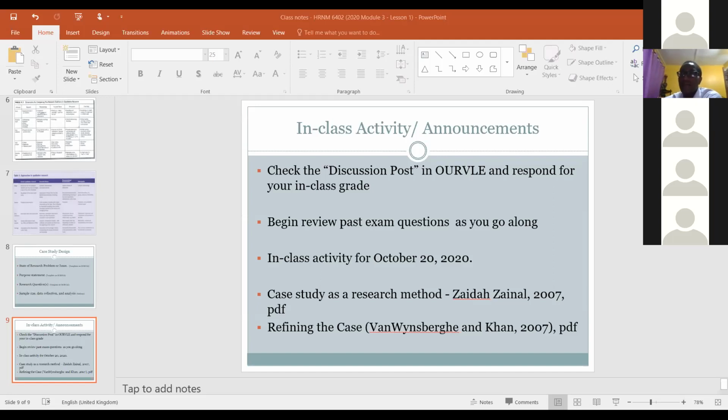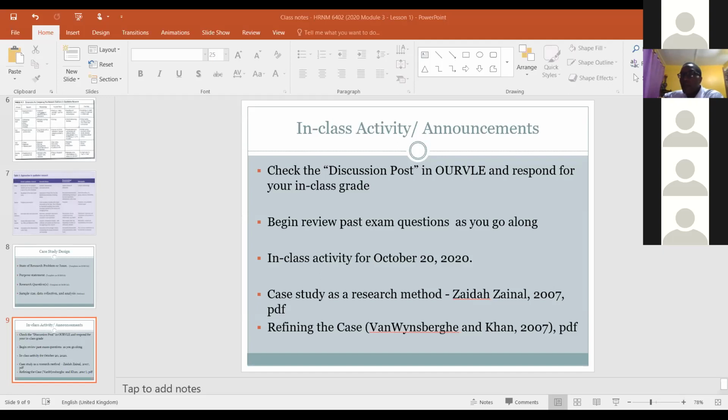Debbie, you'd like to add anything? Before Debbie comes on, it's one of the things I said when we were in the breakout group, that case studies are just so flexible that they can be used both quantitatively as well as qualitatively, or even mixed, and they can be used across disciplines as well. Yeah, that's it.